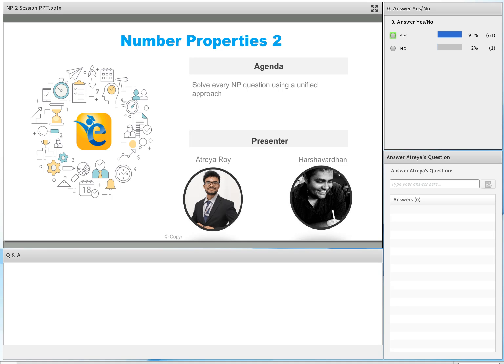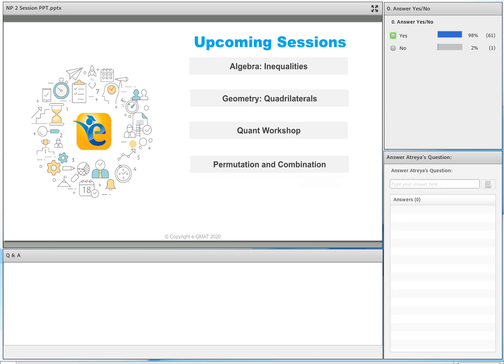In this session, we are going to learn a lot of concepts. We're going to solve a lot of questions. So let's first understand how we are going to progress in the session. Also, make sure you attend all our upcoming sessions, which are around algebra, geometry. We also have the quant workshop. We have sessions around permutation and combination. We'll be launching that too very soon. So please make sure you attend all these sessions.